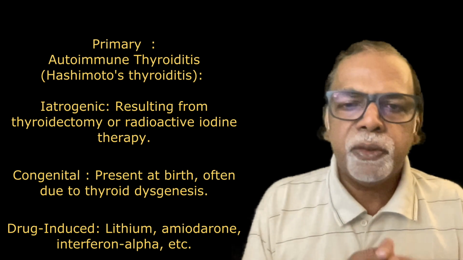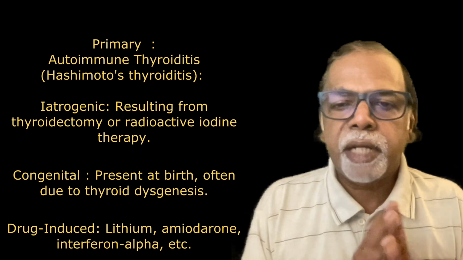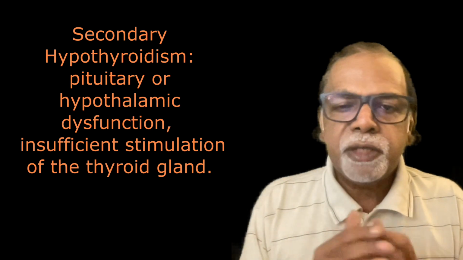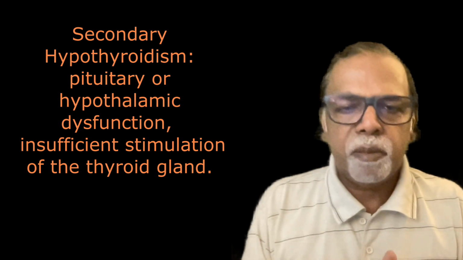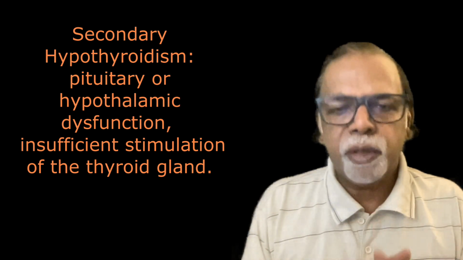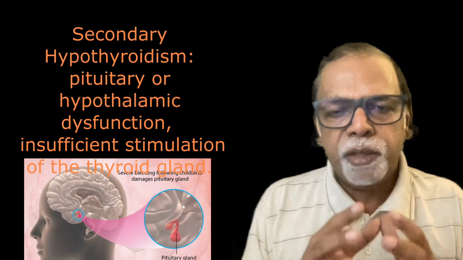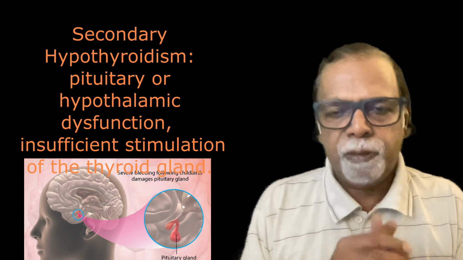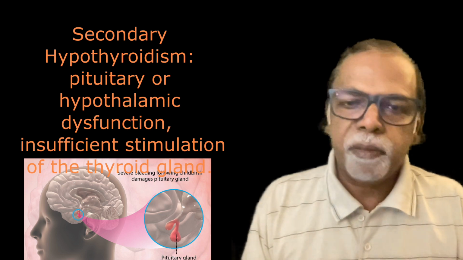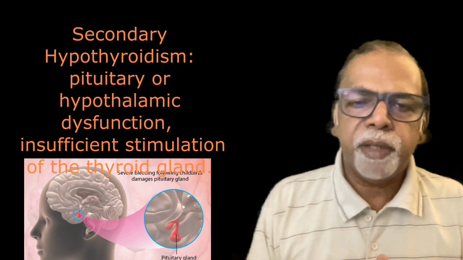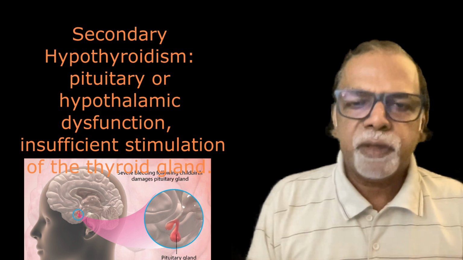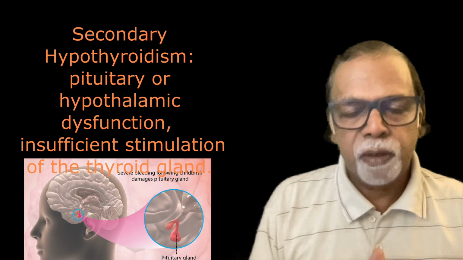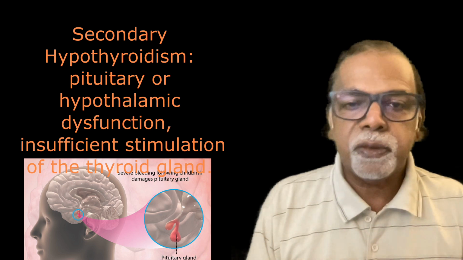Secondary hypothyroidism is due to a defect in the pituitary or hypothalamic dysfunction. This leads to inadequate stimulation of the thyroid gland. For example, a patient has a pituitary tumor that has damaged the pituitary, and so there is not sufficient production of TSH. Another example is a viper bite. Following a viper bite, there can be dysfunction of the pituitary gland. A very important condition is Sheehan syndrome, postpartum pituitary necrosis.